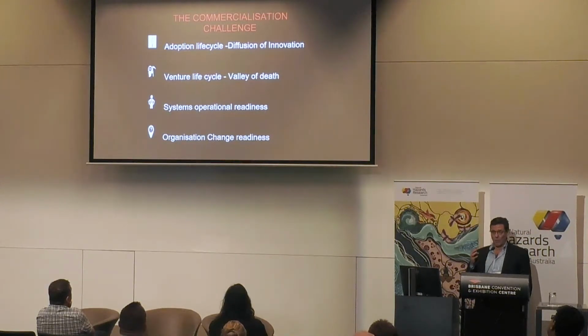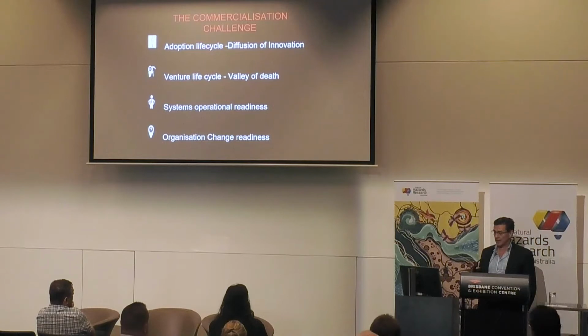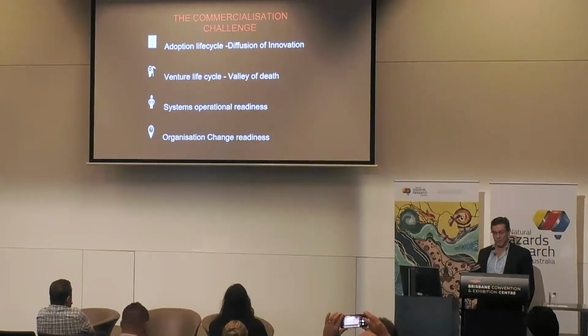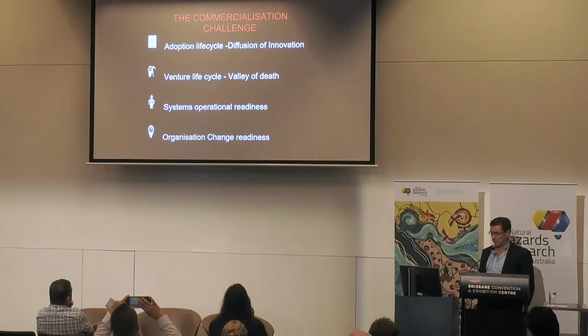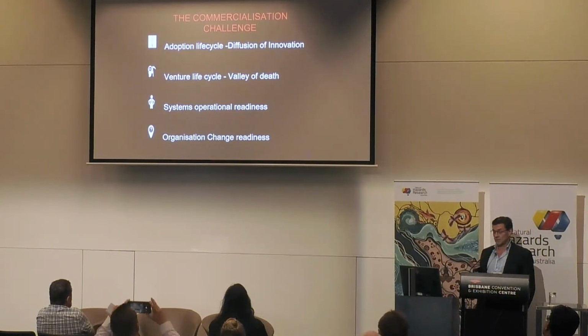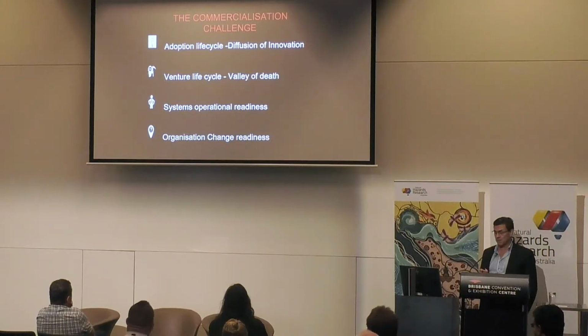there's 4 areas that I've identified, and this is just some of the construct. There's a whole lot of other variables that we need to take into account, but the first one is the adoption life cycle and the diffusion of innovation and how we uptake that innovation, and I'll explain a bit more about that. The venture life cycle, how do we support the venture through its life cycle, and most importantly through the valley of death, which I'll also touch on. And then how do we think about it in terms of systems operational readiness, and then the organisational change readiness component.